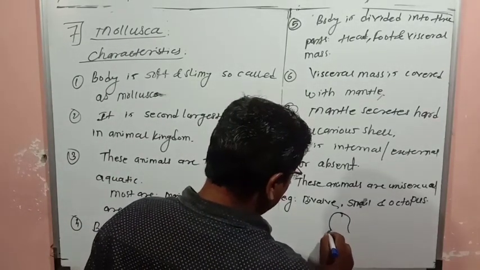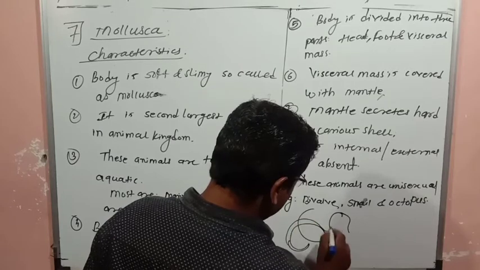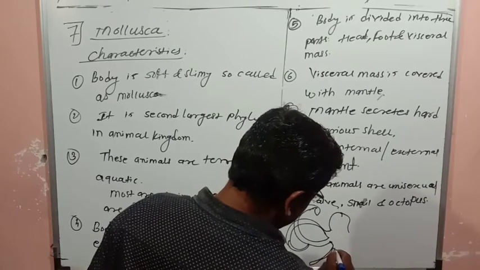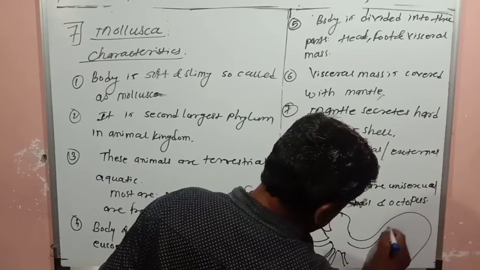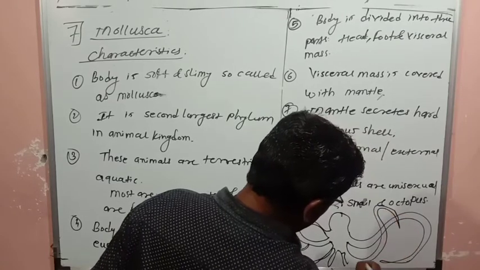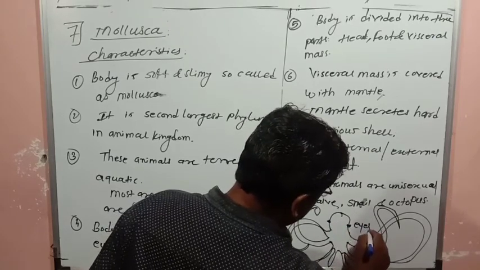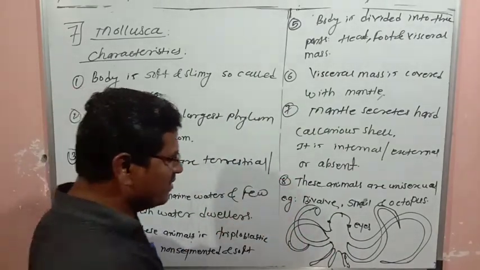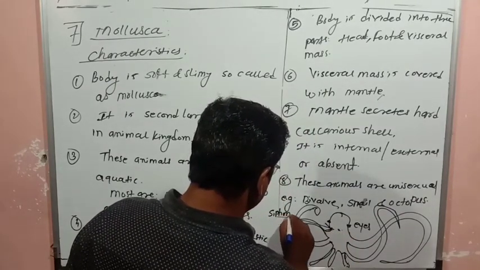So in this way the body will be there, and here the body is like this. Octopus, your space is less, but you can show it like this. Here you can take eyes. Again, you can take a siphon here, S-I-P-H-O-N, siphon.